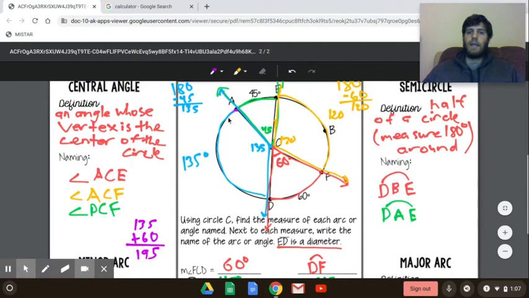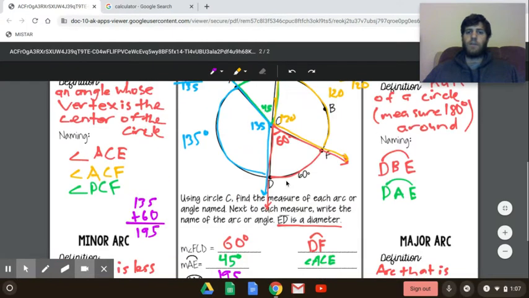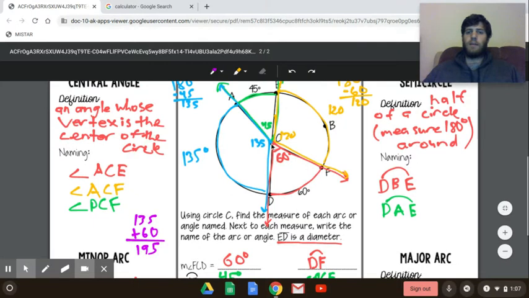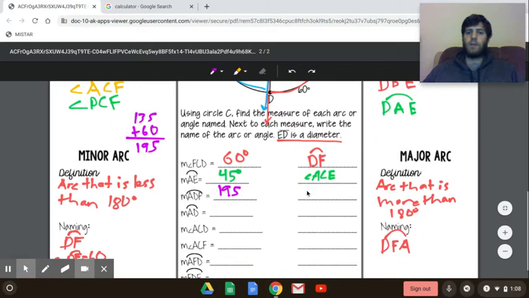Again, ADF, right? So we're simply adding the blue and the red here. Okay. The associated central angle for that, ADF, is going to be angle ACF.